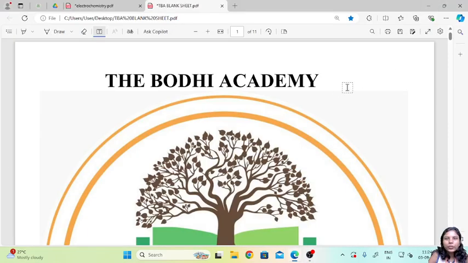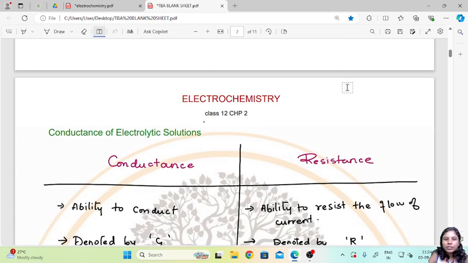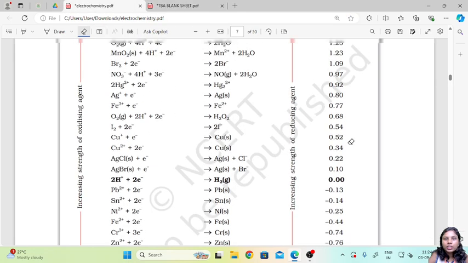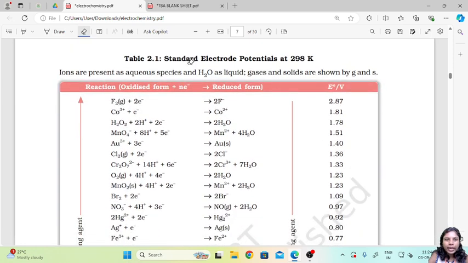My name is Amja Klasso, and in today's video we will continue with our class 12 chapter 2, electrochemistry. Previously in this chapter we learned about the Nernst equation, how to write it, and we also saw its two applications: one with reference to the equilibrium constant and one with reference to Gibbs free energy.